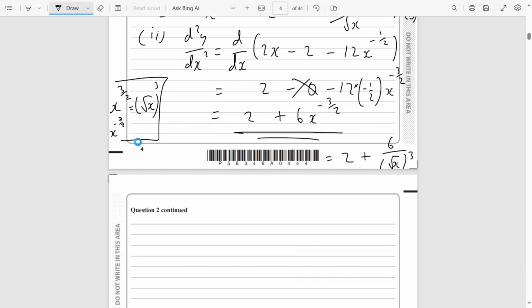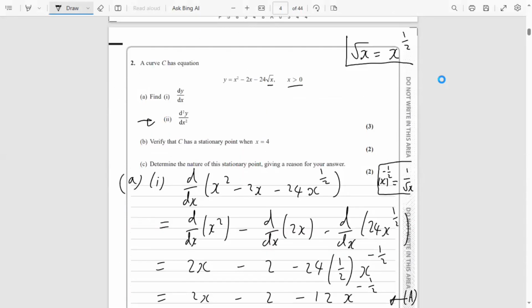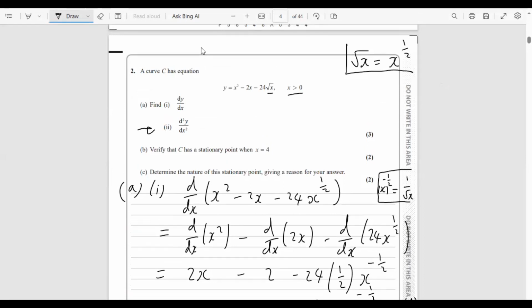So now what we're going to have is the same as 1 over the square root of x to the power of 3. Okay, so you could write the final answer like this, or you could write the final answer like this there. Okay, so that's part 2 done. So now we're going to go to part C. We're going to verify that this curve C has a stationary point when x is 4.